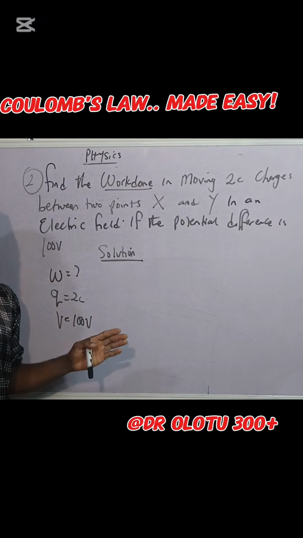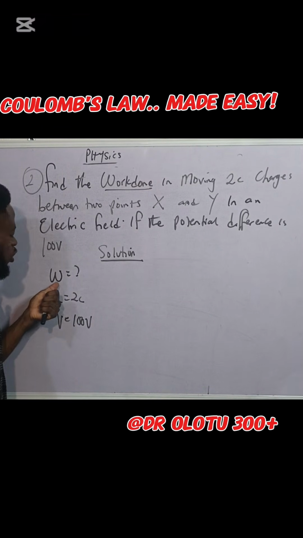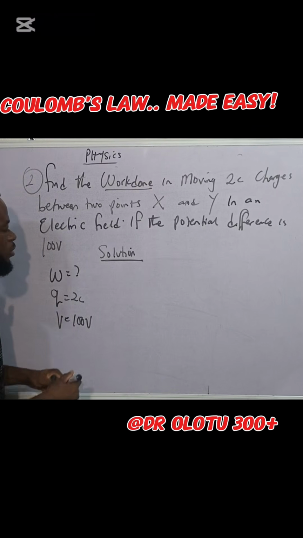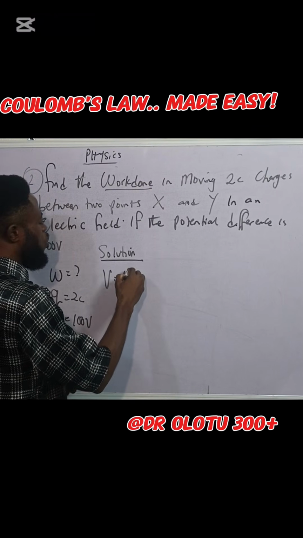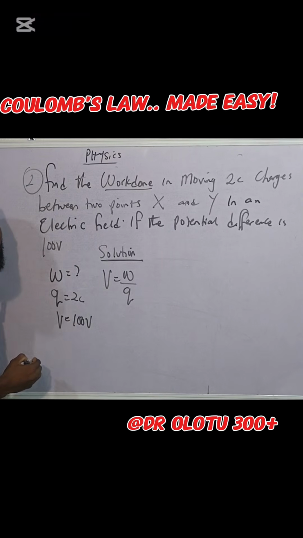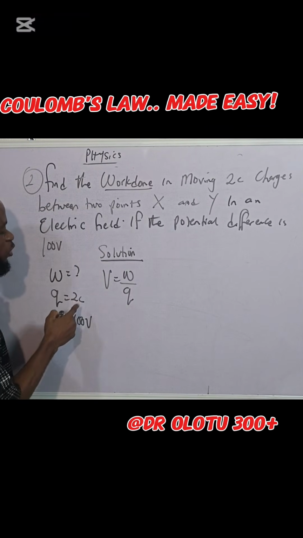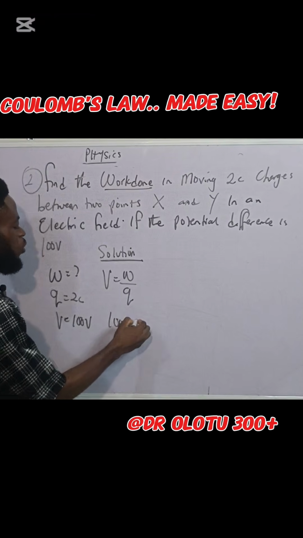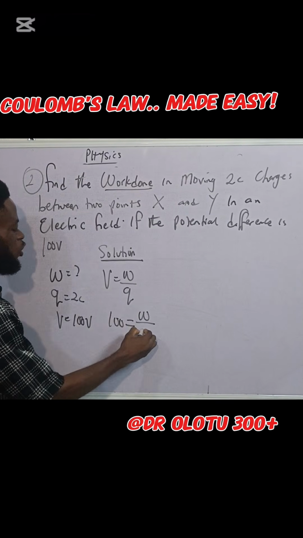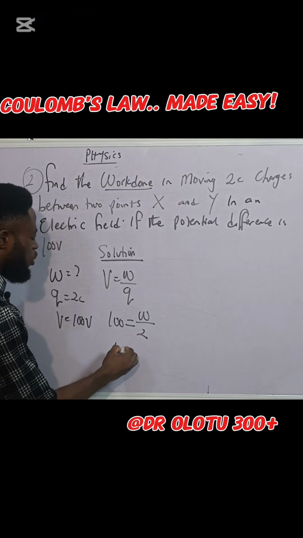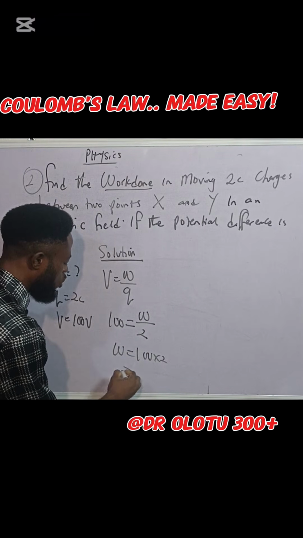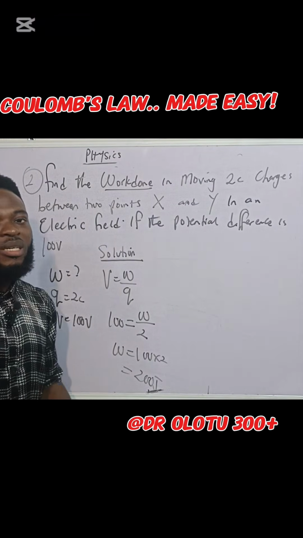So from what we've discussed before, which formula involves W, Q, and V? You know the formula, right? The formula says that V is equal to work done over charge. So if I input these values into the formula, that means we can say 100 is equal to, what is W? Unknown. What is Q? 2, right? So work done is equal to, you cross multiply, 100 times 2, which is 200 joules. Alright, so that is it.